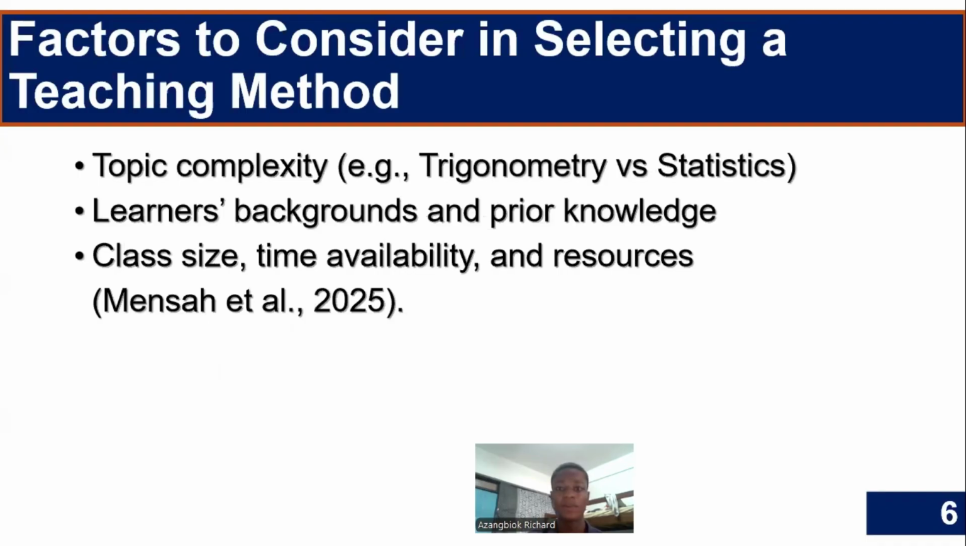It also helps to reduce the gaps in the performances of our students. Let's now look at the factors that we can stand on to be able to choose a good teaching method. Number one, we can look at the complexity of what you are going to instruct. And you also have to see the learners' background and the previous knowledge they have concerning what you are going to be giving to them at that point in time.